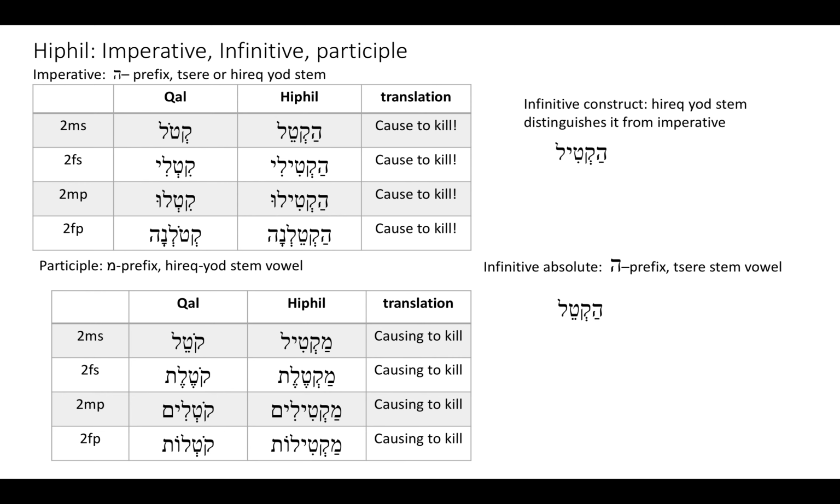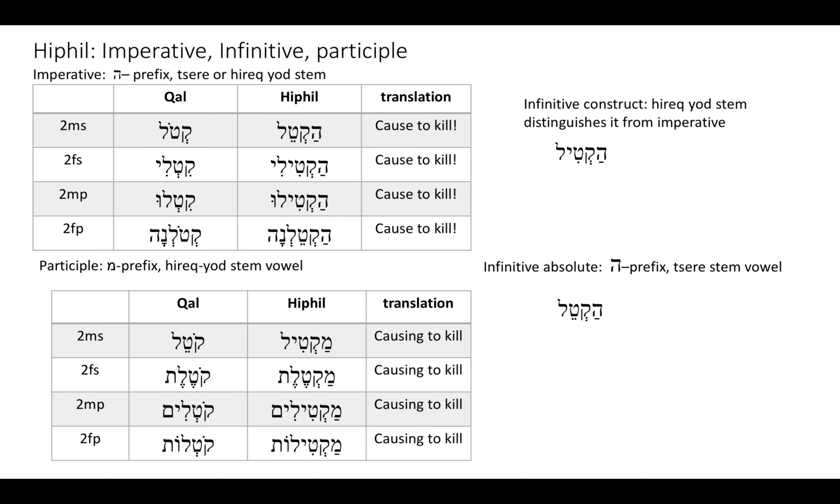The infinitive construct there on the right, similar to the imperative, it is distinguished by the hireq yod stem vowel instead of the tsere stem vowel, but the infinitive absolute right below that, haqtel, is actually the same form as the second masculine singular Hiphil imperative. So in those cases, we have to use the context to decide, is this some kind of volitional context that would take the imperative, or is it some kind of context that would take a nominal or noun form closer to the infinitive translation? Both the infinitive construct and the infinitive absolute maintain that he prefix and have a patah under that he as well.